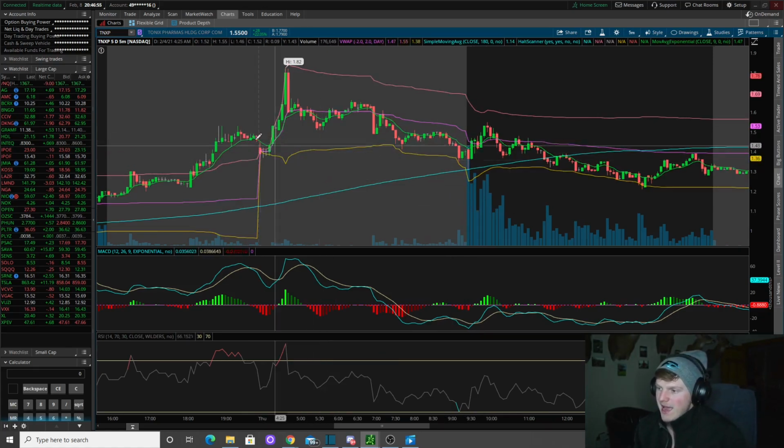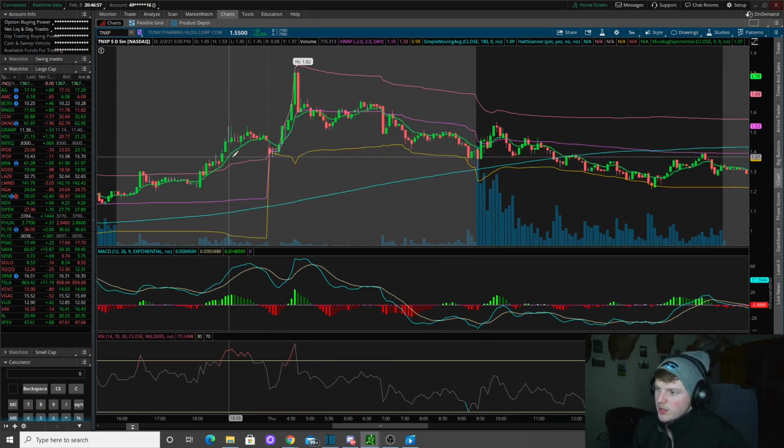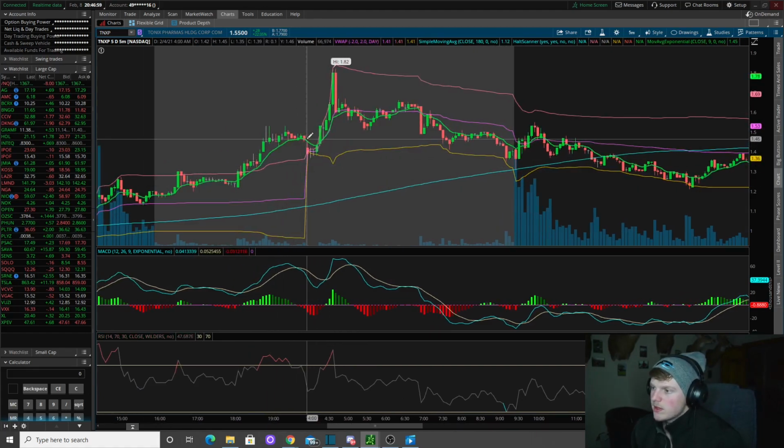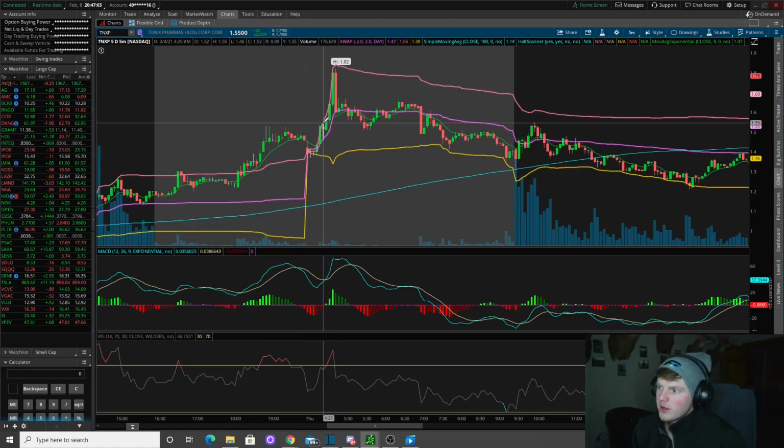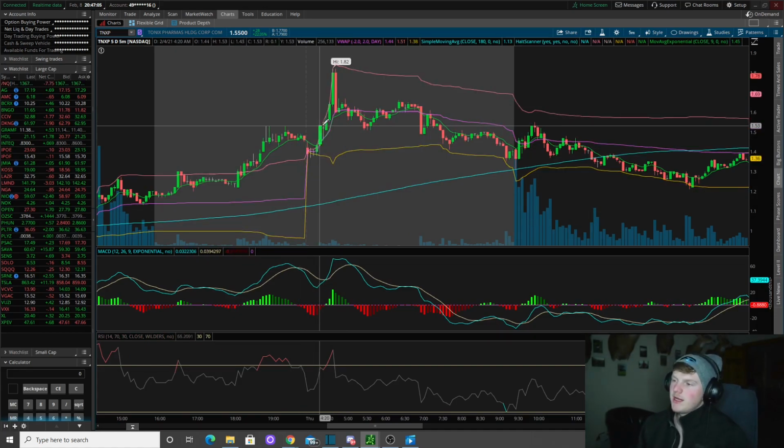So at 4 a.m. in the morning, obviously not many trades are going through, but sometimes you can see some crazy volume at 4 a.m. in the morning. Believe it or not, people are actually up trading that.